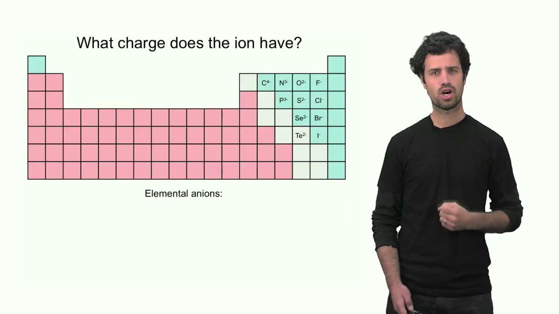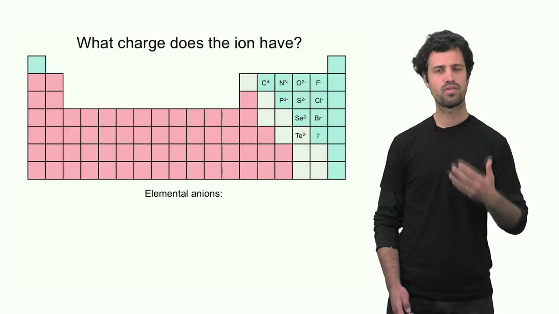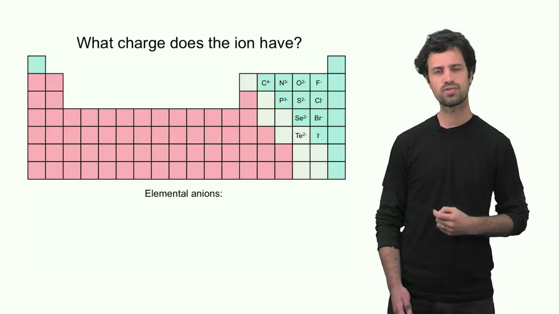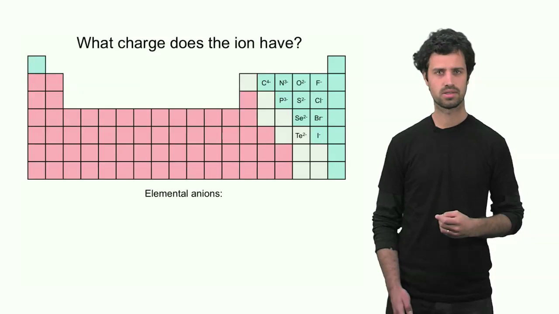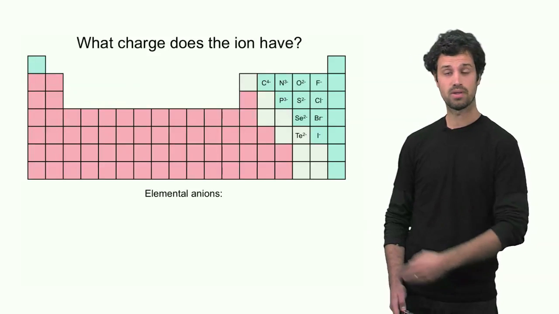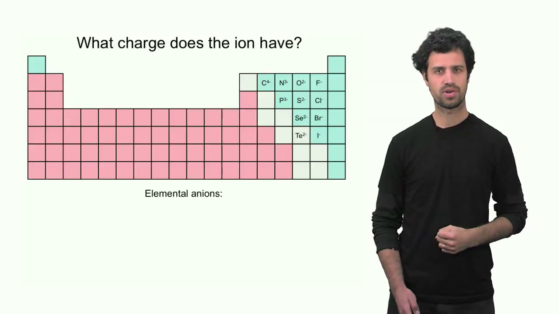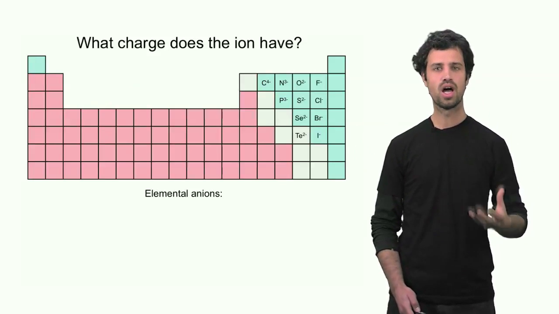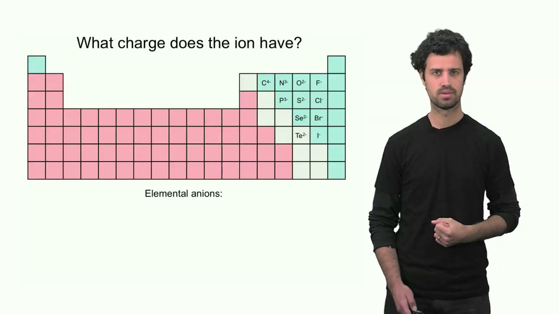Now, what are the charges of the ions? What defines what kind of charge a particular ion has? Let's first look at the elemental anions. The elemental anions can be found on the right-hand side of the periodic table. They're indicated here in blue. These are the so-called non-metals of the periodic table.